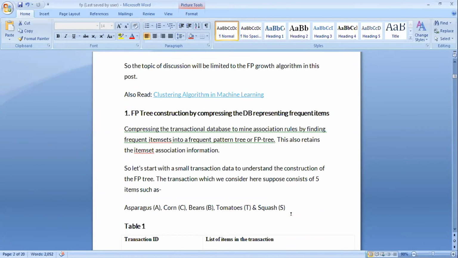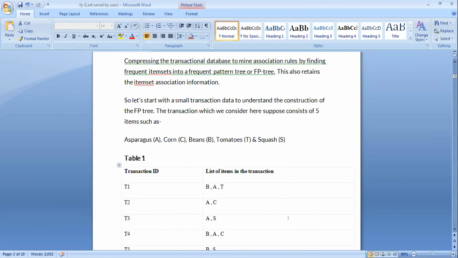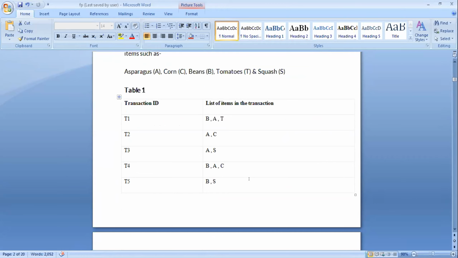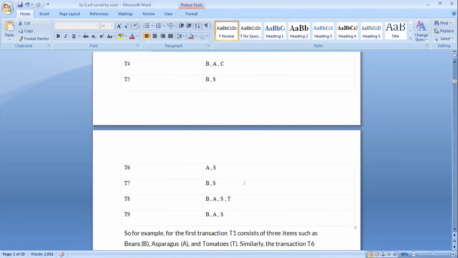Asparagus, corn, beans, tomatoes, squash. So here, simply you can say A, C, B, T, S. That is the list of items, the 5 items. Of those 5 items, the first customer in the first transaction purchased B, A, T, that is beans, asparagus, and tomatoes. Similarly, in total we have to consider 9 transactions here.